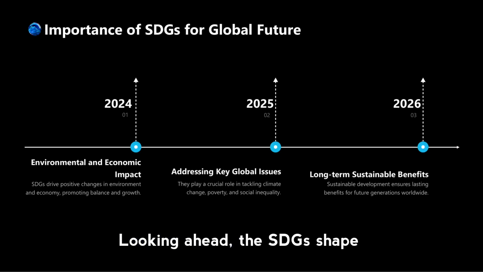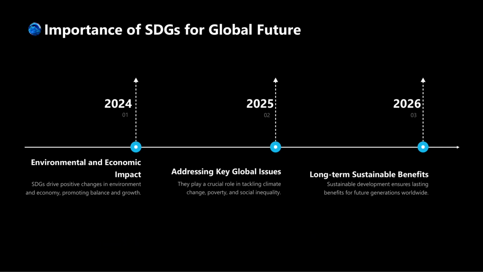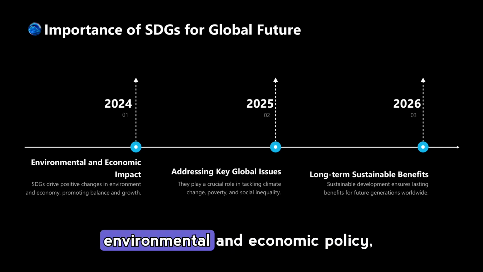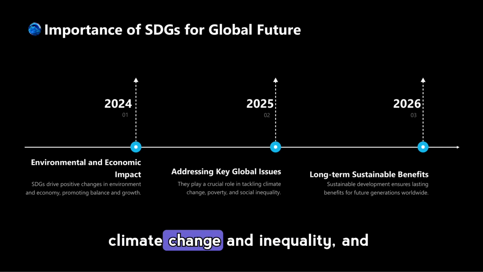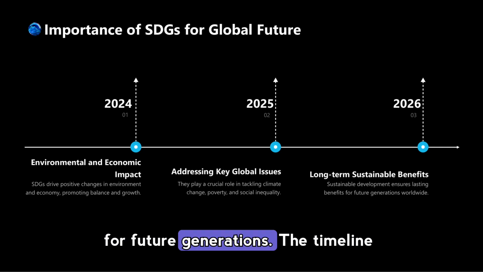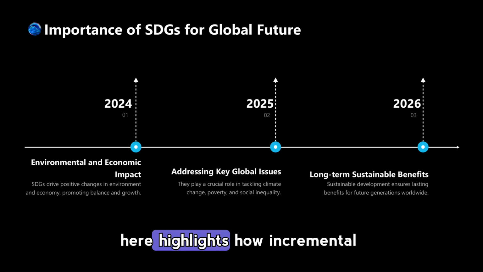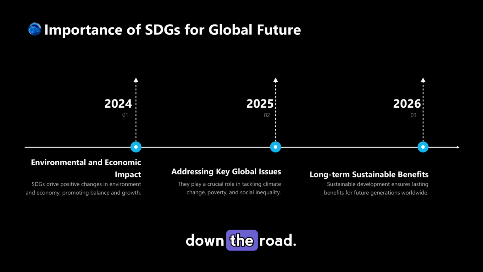Looking ahead, the SDGs shape near-term and long-term priorities. In the next few years, they influence environmental and economic policy, help address pressing issues like climate change and inequality, and aim to secure sustainable benefits for future generations. The timeline here highlights how incremental actions now lead to lasting outcomes down the road.